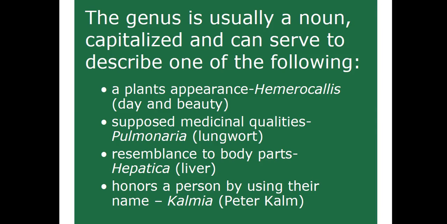It can also describe supposed medicinal qualities, such as Pulmonaria, like the pulmonary valve as part of the lungs. So it is the lungwort genus. This is a perennial herbaceous plant, not one that we will discuss in class, but just knowing the genus could allow you to know that this plant has some medicinal qualities. In some cases, there could be a resemblance to body parts. The spring ephemeral wildflower Hepatica looks like the hepatic lobe or the liver.